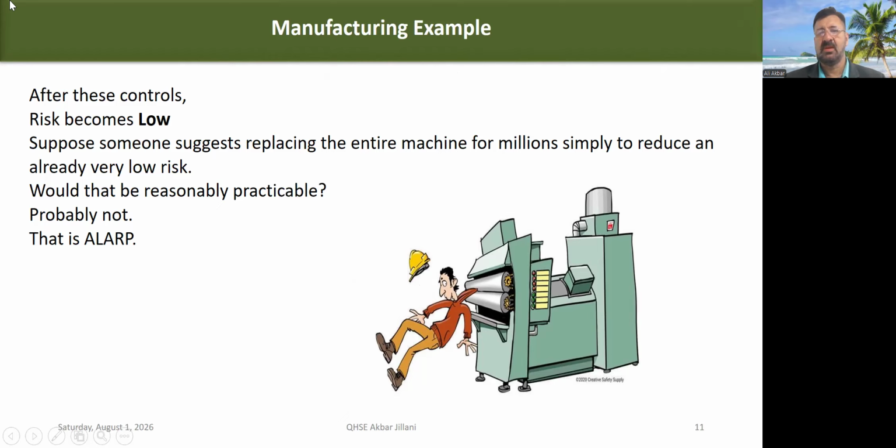Now we see here in this machinery that his uniform or clothes came into the two rolls, and simply he will also go there.